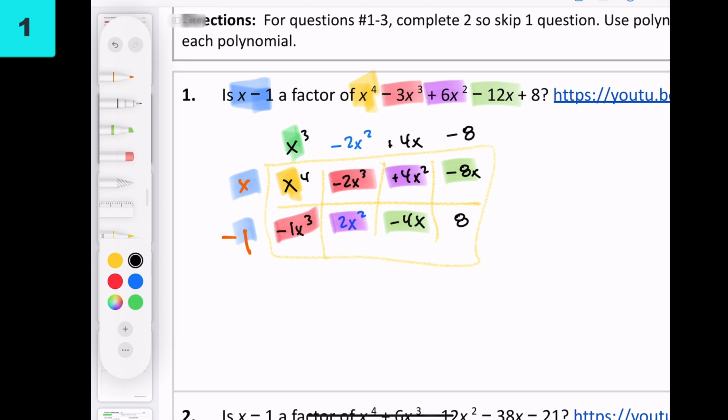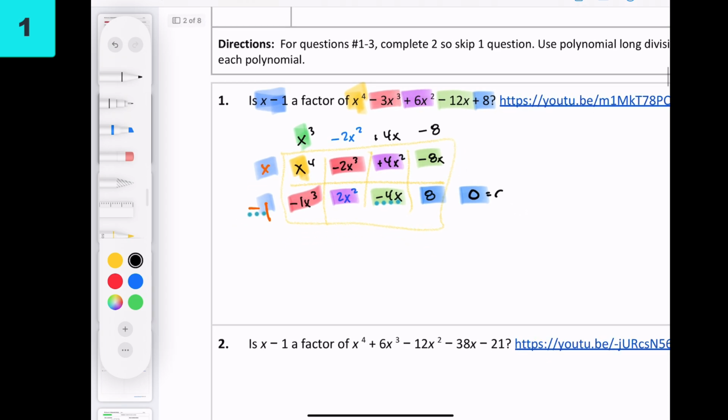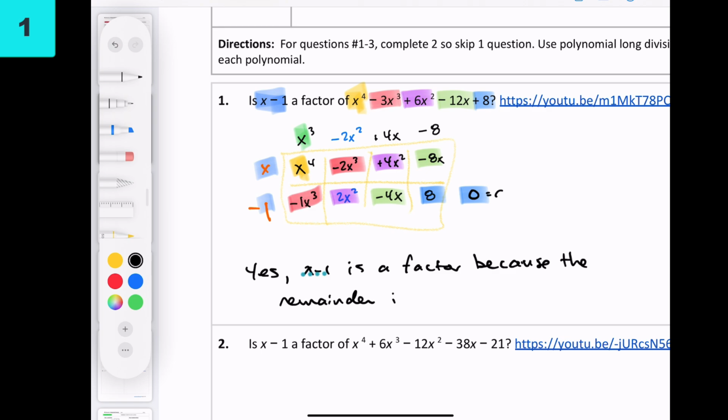Okay, last one. 8 plus something equals 8. This one will be 0. So that is my remainder. So is it a factor? Yes, x minus 1 is a factor because the remainder is 0.